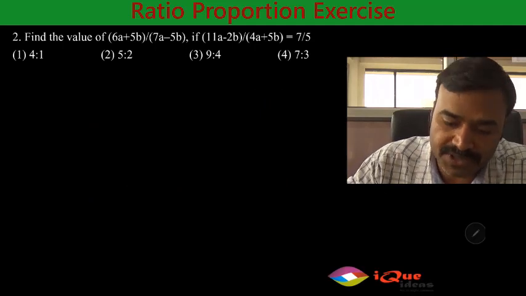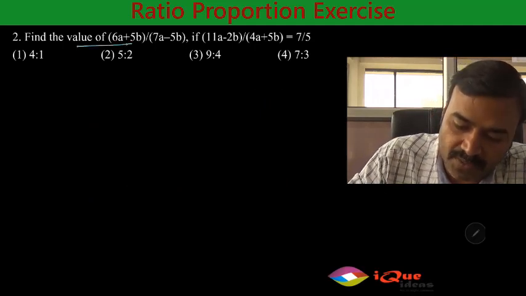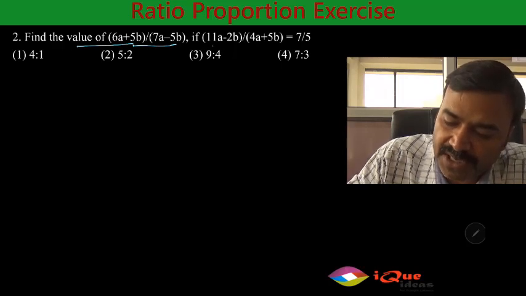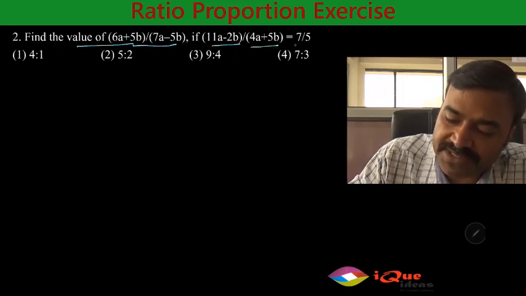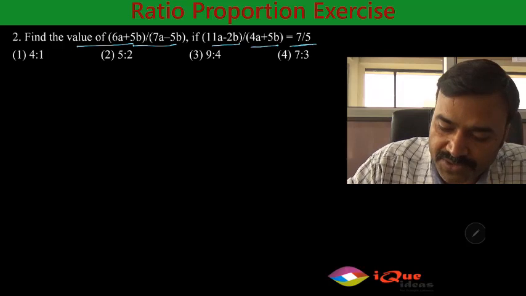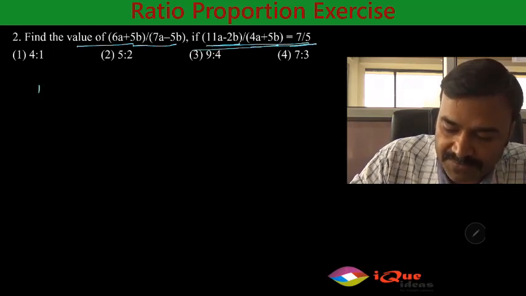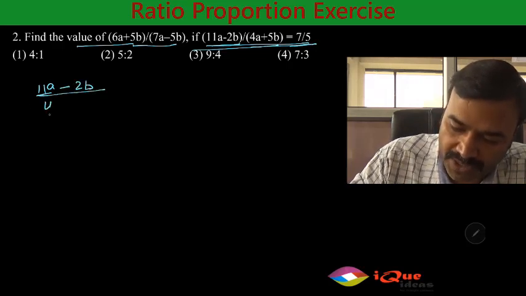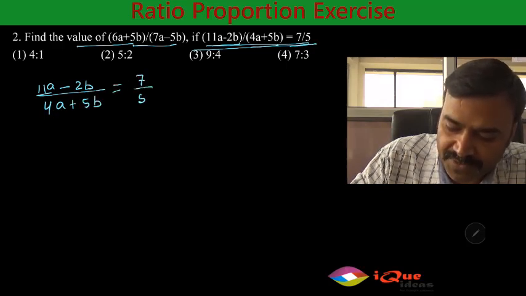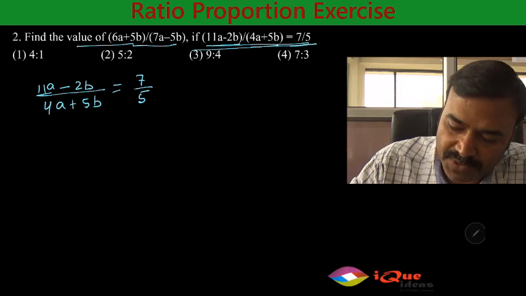Now the second question says, find the value of 6a plus 5b upon 7a minus 5b, if 11a minus 2b upon 4a plus 5b is given as 7 by 5. Alright, so what do we have to do? First we simplify the given one, that is 11a minus 2b upon 4a plus 5b, that is equal to 7 by 5. So first you do your cross multiplication here.